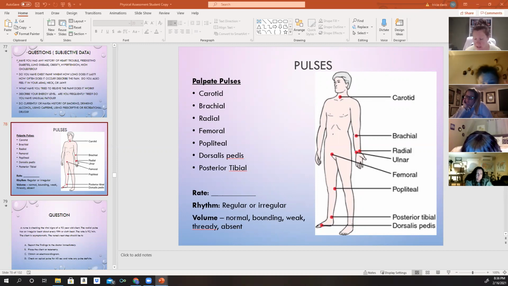If you notice a pulse deficit, it is an important situation. You could lose a limb if they don't get proper blood flow to a certain body part. So you would want to make sure that you report that finding to your physician, okay? You want to call the doctor immediately. That's an important slide.